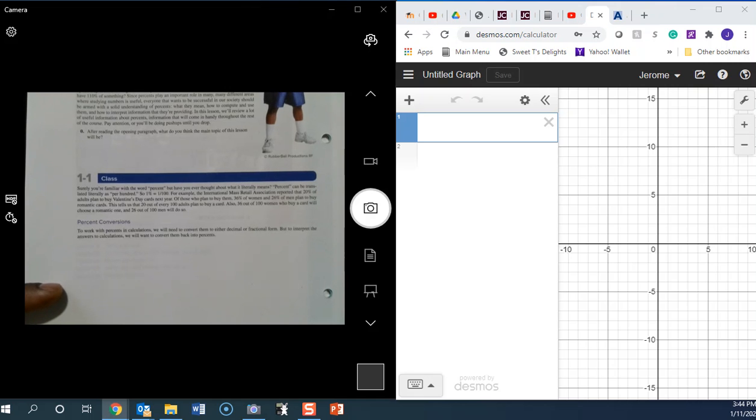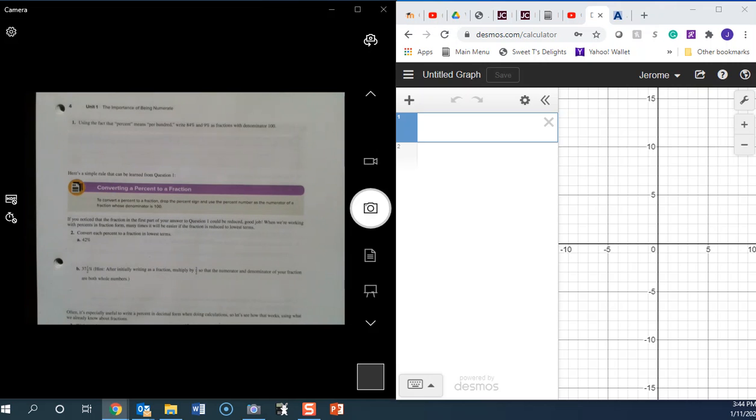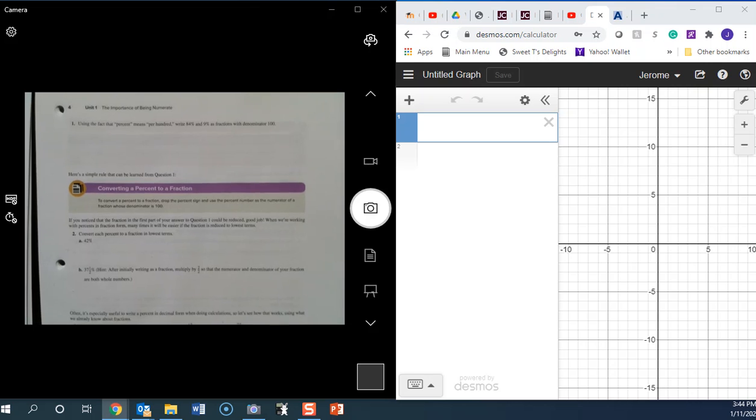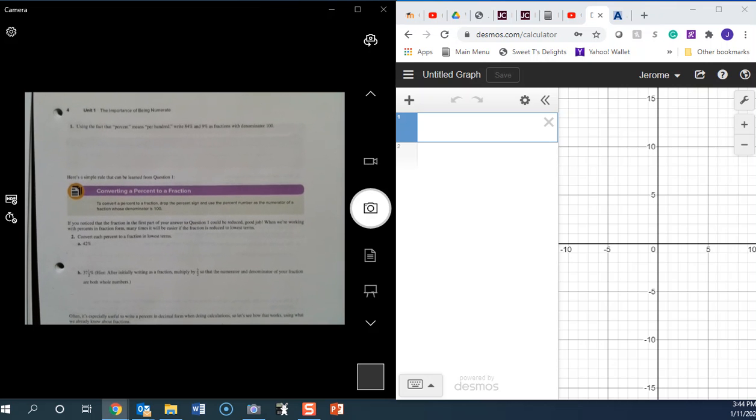Percent conversions. To work with percents and calculations, we would need to convert them to either decimal or fractional form. But to interpret the answers to calculations, we would want to convert them back into percents. So we come here to page 4, problem number 1.